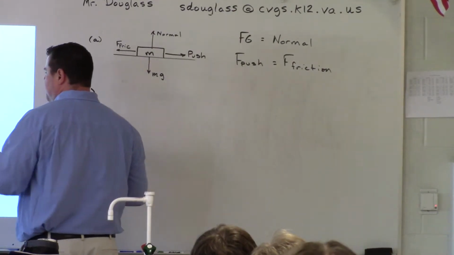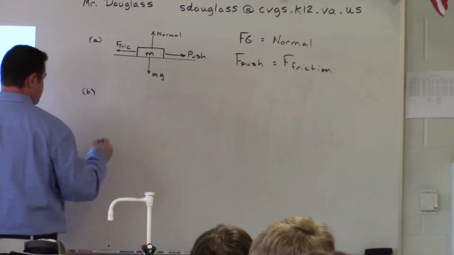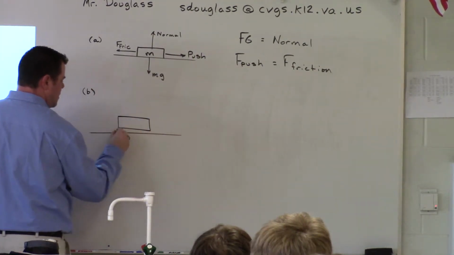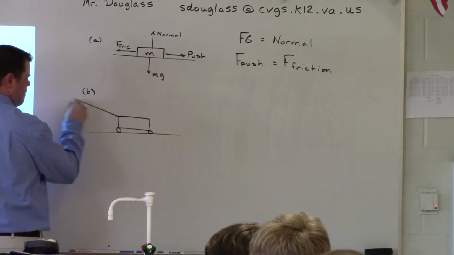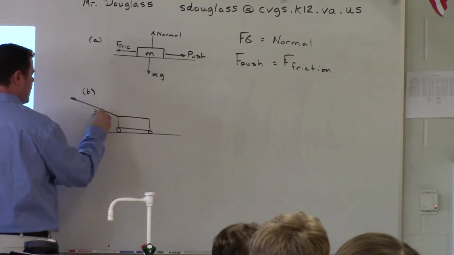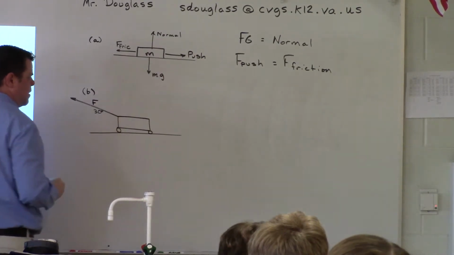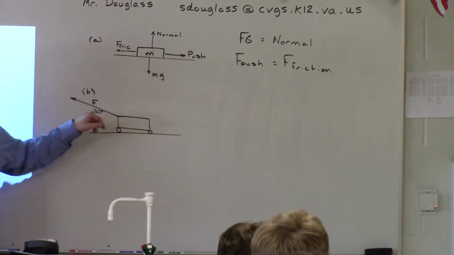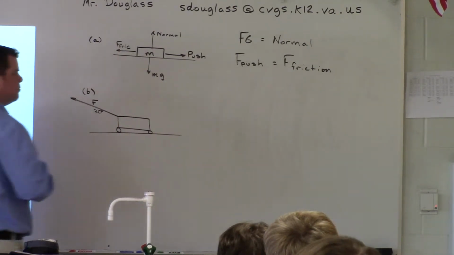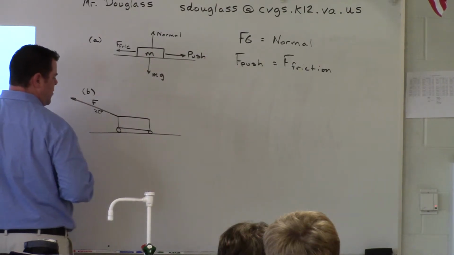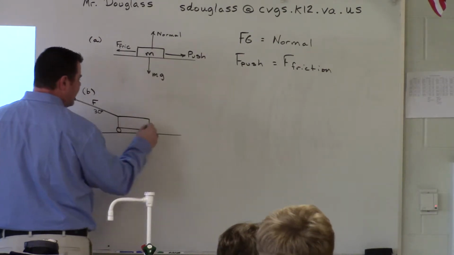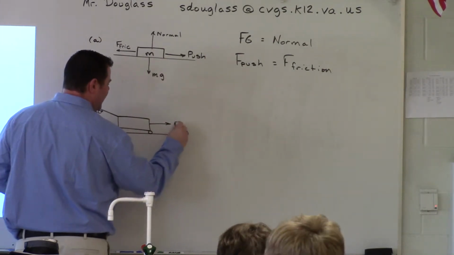For part B, we have a wagon pulled to the left by a force 30 degrees above the horizon. So we've got a force illustrated here, 30 degrees above the horizon. What other forces do we have involved in this wagon? Friction. Right, friction is going to be in what direction? It's to the right.